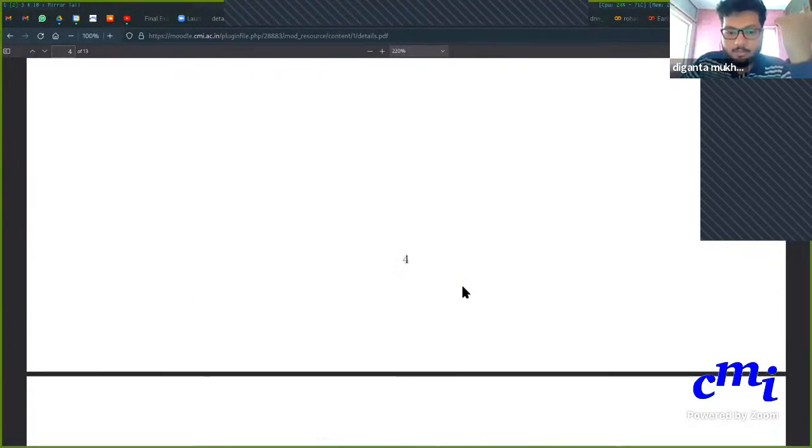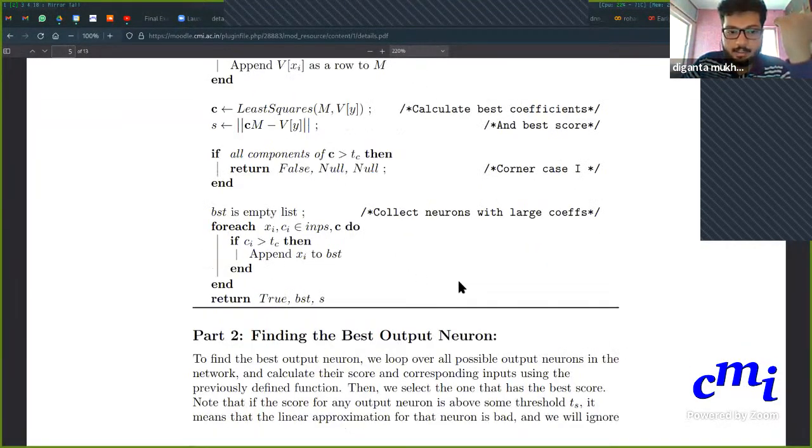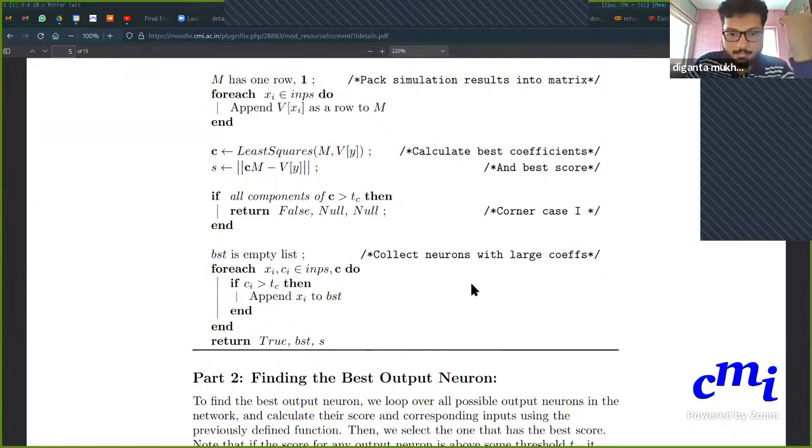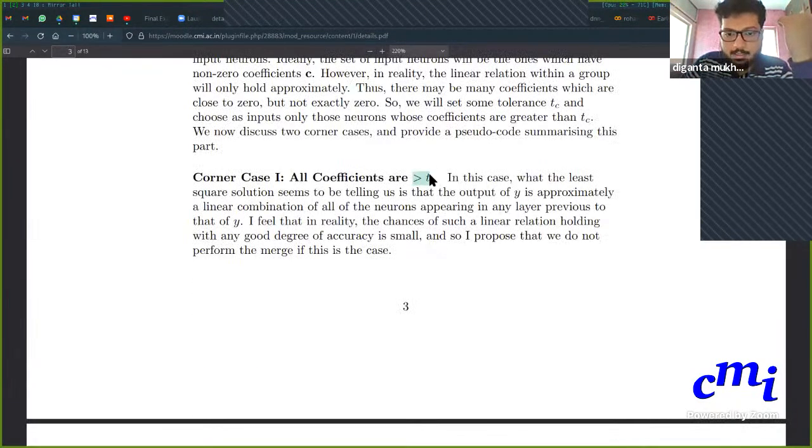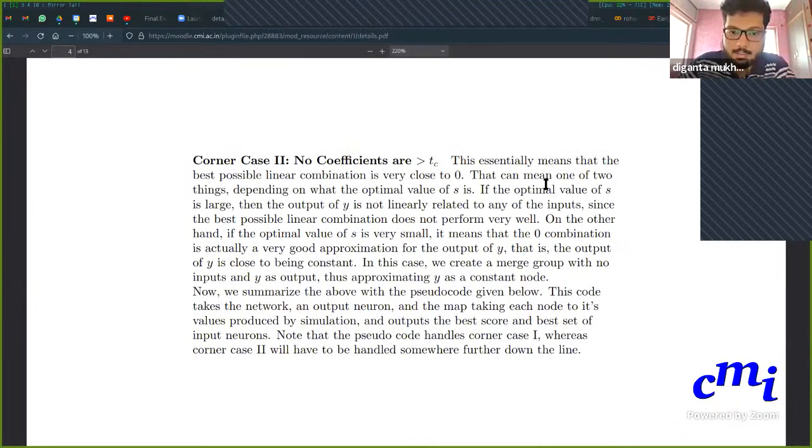So if all the coefficients are greater than TC, then the thing we decide to do is we can't really merge, because it's unlikely that this will be a good linear relation. It's unlikely it will be a successful merge. So you have to make sure that in that case you do something where later on the merge doesn't get done.